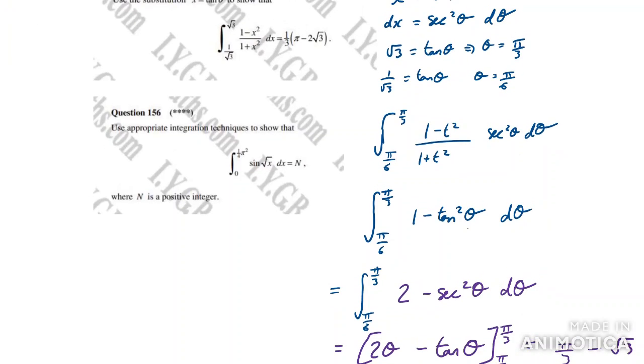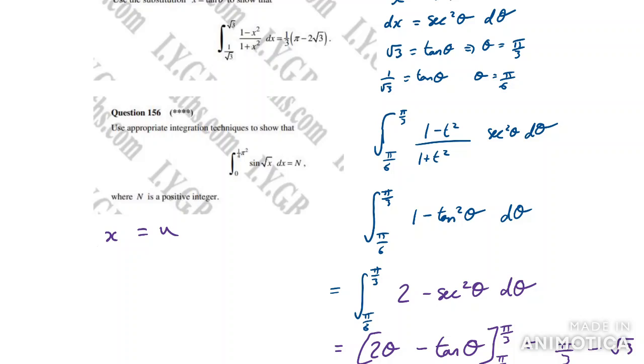Use appropriate integration techniques to show that the integral of sine root x dx equals n, where n is a positive integer. Okay, so here they haven't given us a substitution, but just thinking through, well, reverse chain rule clearly isn't going to work. As you'll see later, parts isn't going to work, and so substitution's really our only option. And so what substitution do we use? Well, just the obvious one, really. What's causing a problem? It's root x. So let's just say root x equals u. And hopefully this will work out.